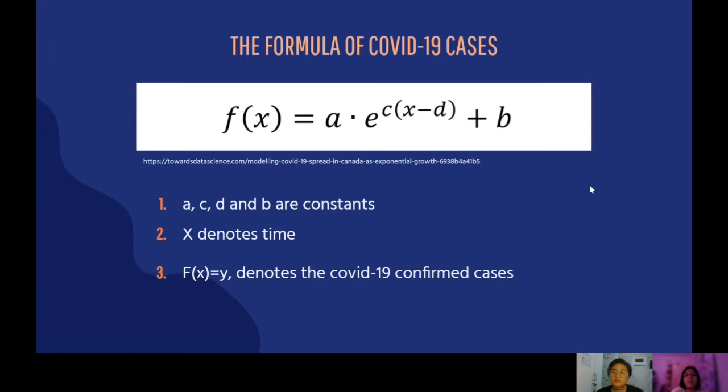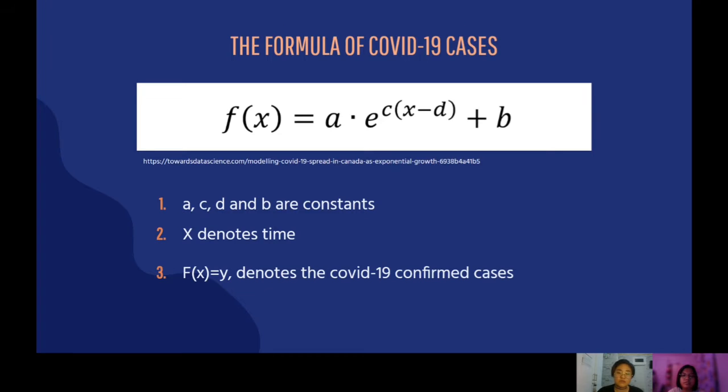Based on Blake Benverlow in his article entitled Modeling COVID-19 Spread in Canada as Exponential Growth, he modeled an exponential equation for COVID-19 in Canada. Although he analyzed it for Canada's COVID-19 cases, it can also be applied to Japan's COVID-19 growth. Let me explain what these variables are.